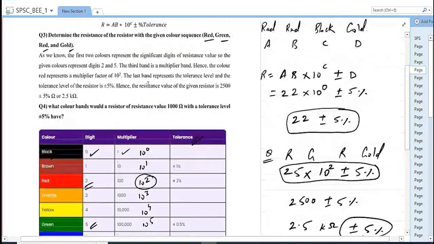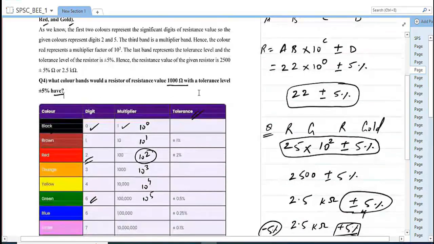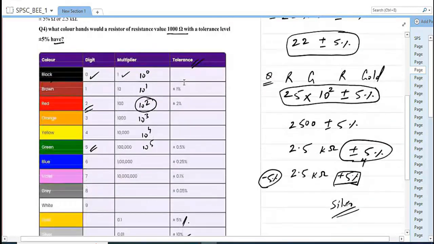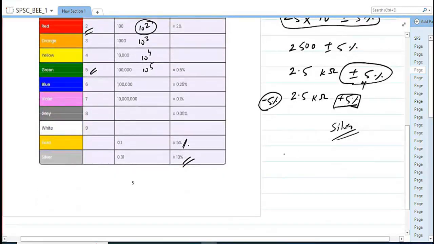Again, the next question is very important. What color bands would a resistor of resistance value 1000 ohm with a tolerance level of 5% have? Now, this is the question in the reverse manner. Here, the value of resistance and tolerance is given, and you have to find out the color coding. So, 1000 ohm plus minus 5%.